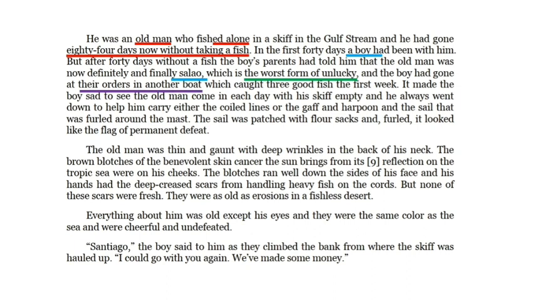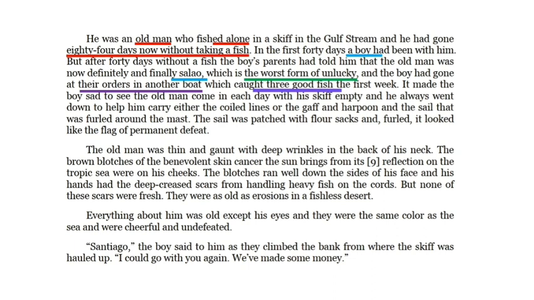So who is the boy? The boy is the person who used to go with the old man for 40 days trying to catch a fish, but the boy's parents ordered him to find another fisherman to go with instead of the old man, because the old man is unfortunately unlucky or even cursed. Now, the fact that the boy looks for another boat suggests that the boy goes with fishermen because he is trying to learn how to become a fisherman. Okay? So the boy goes with another boat, and that boat actually was lucky because it managed to catch three good fish the first week.